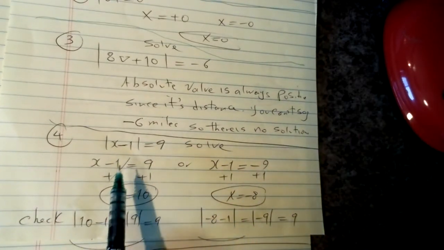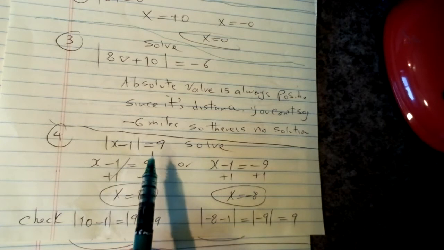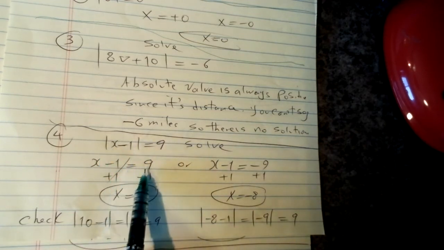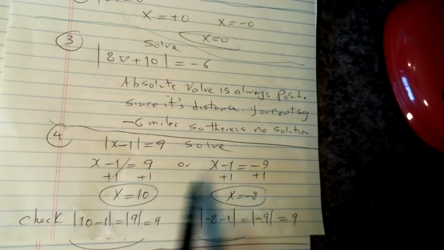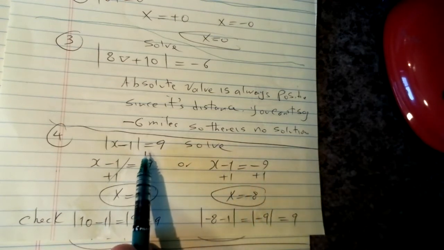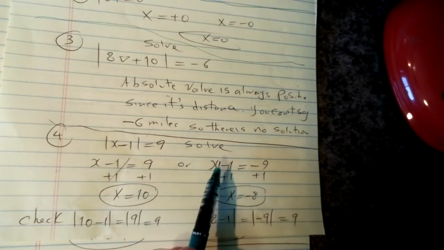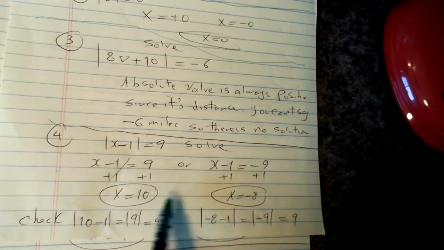Absolute value of x minus 1 is equal to 9. So what you have inside of the absolute value, you take that out and set it equal to 9 and -9. See, to solve the absolute value, you come up with 2 separate equations. Each equation will give you an answer. So you end up having 2 answers.